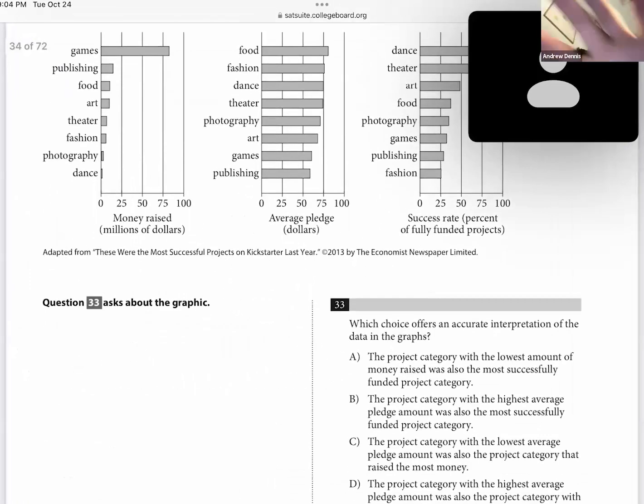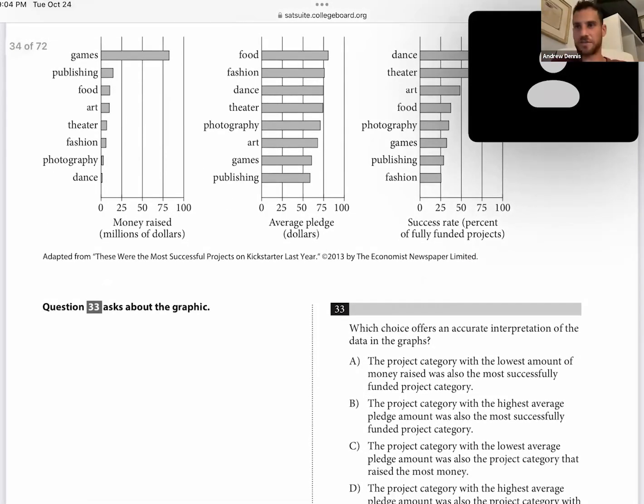The project category with the highest average pledge amount was also the most successfully funded project category. So the highest pledge amount was food. Food is not the most successful. Dance was. The project category with the lowest average pledge amount was also the project category that raised the most money. So the lowest average pledge amount was publishing. Did publishing raise the most money?